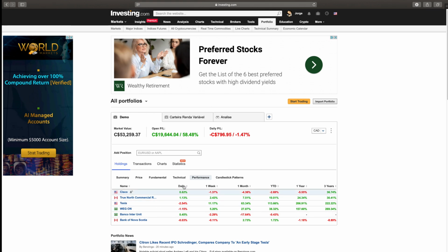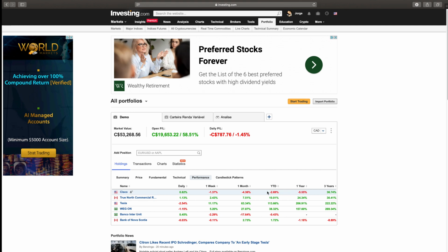We have the performance for today, how much it's going up or down. We can see in 1 week how much it's also going up and down, in 1 month, year to date, and in 1 year. And here is different. Some people get tricked here and don't understand what year to date is and what 1 year is.